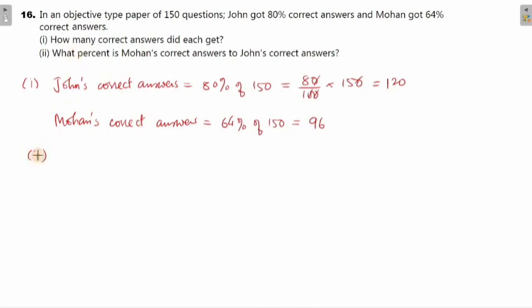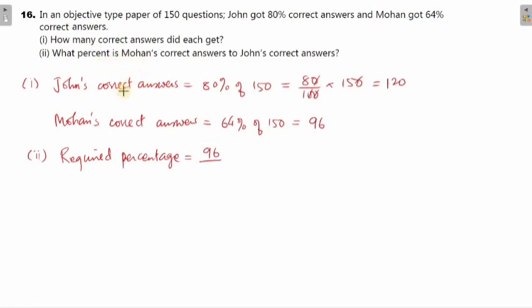In number 2, the question is asking what percent Mohan's correct answers are of John's correct answers. So you have to find the percentage in this case. So the required percentage, let's say. How do you need to find the percentage? The question is saying you have to find the percentage by taking Mohan's correct answers. Mohan's correct answers are 96, divided by John's correct answers. Understand this?